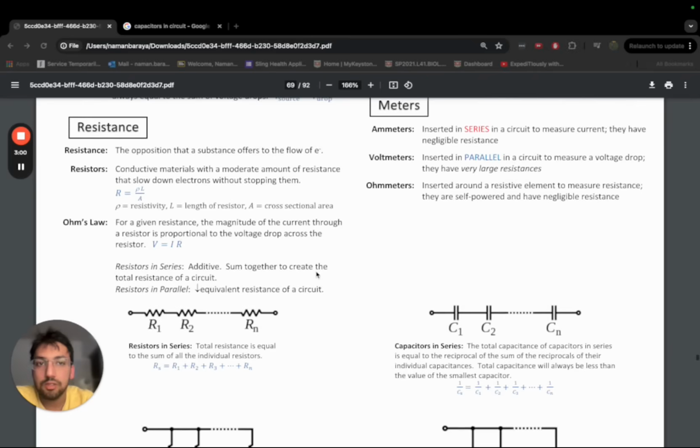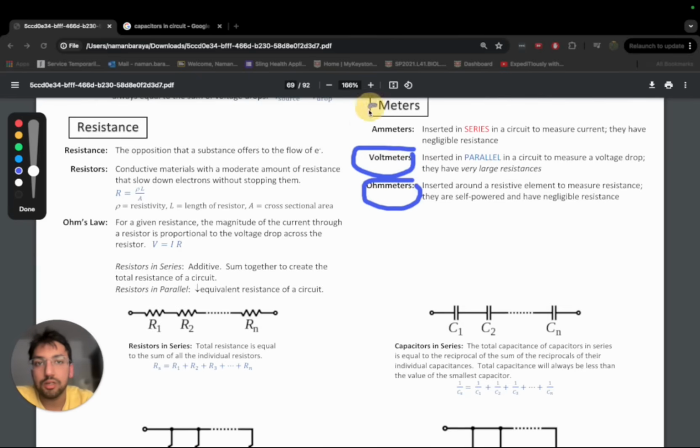Okay, now there's meters. These are the things that you used in physics lab to measure the voltage, to measure the resistance, and to measure the current, and that's what those do. So ammeters have negligible resistance. They measure the current, and you have to put them in series. And why do you put them in series? Remember the Ohm's law that I was talking about.